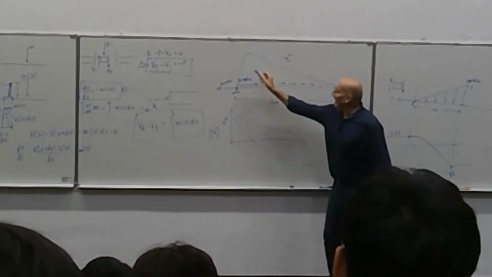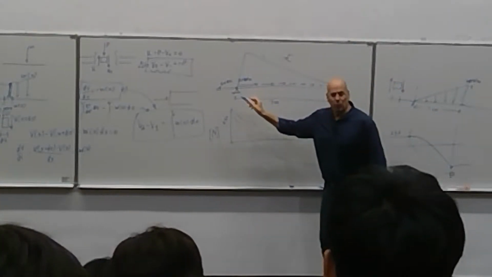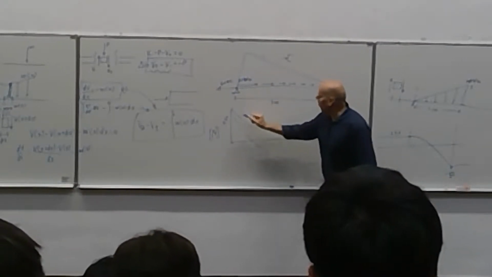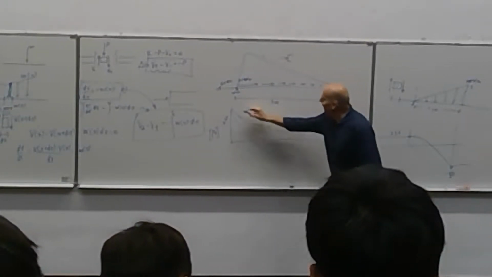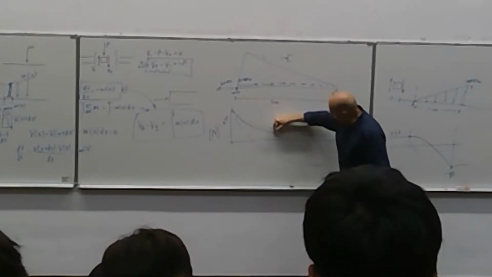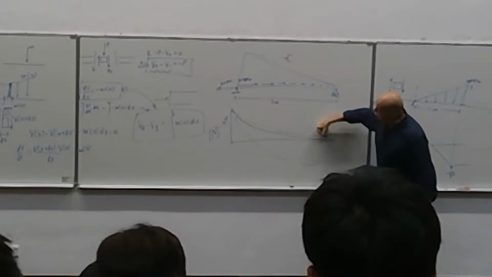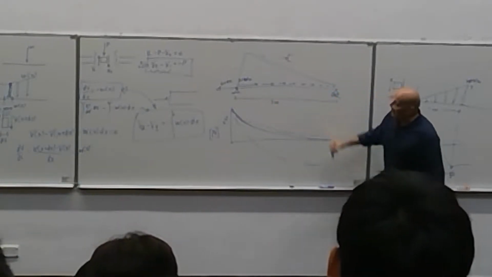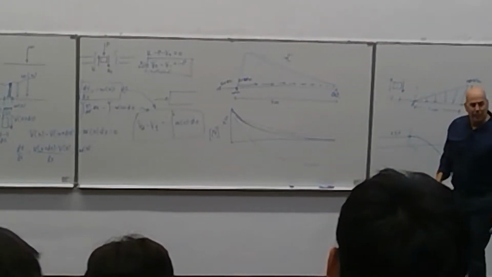How much are we going to lose? We're going to lose the area under the distributed load, which is 20 times 5 over 2. We're going to lose 50. So it means we're going to come exactly to 0 at this point. So this is our diagram. We come to 0. It's a parabola that goes like this.